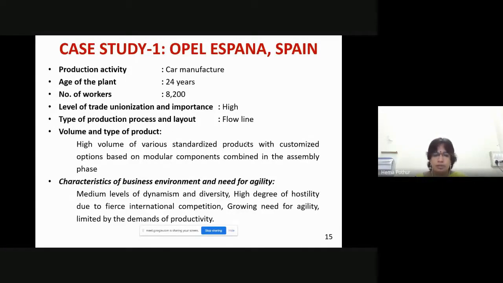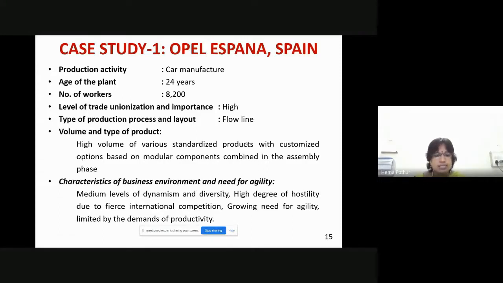The company could be able to manufacture the outside of the car part or outside of the shield or chassis, etc. Whatever the parts of that particular car that is there. This is a car manufacturing company which I have selected because I am dealing with mechanical. And volume and type of the product is a high volume of standardized products. The outer body will be there as a modular component and which will be combined in an assembly unit. We'll be producing a high volume of products in that particular company.